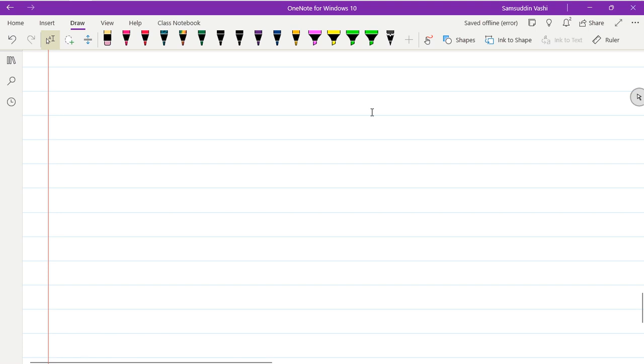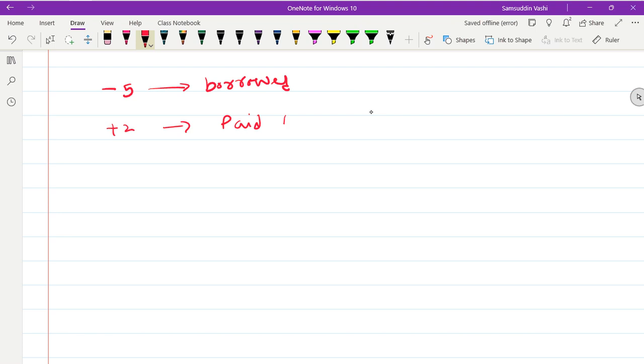The integers in terms of calculation. Whenever I have a negative 5, I will think I have borrowed. Isn't it? This is what we talk about. When there is plus 2, I will think it is paid back. So if I borrow and borrow and borrow, I'll go more negative, isn't it?